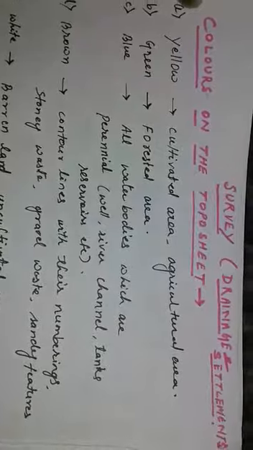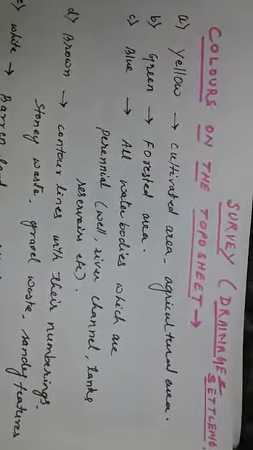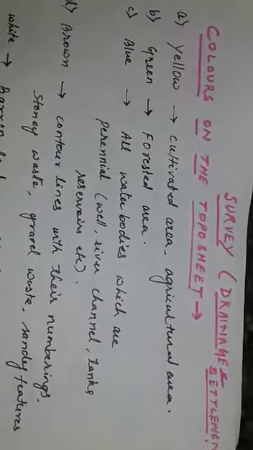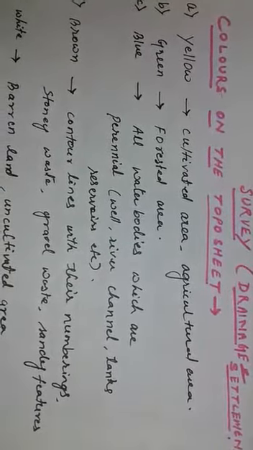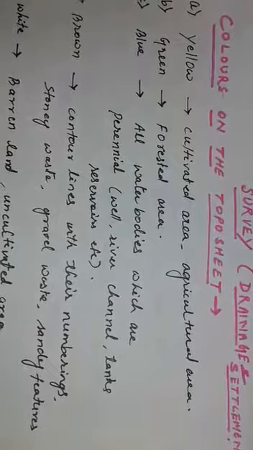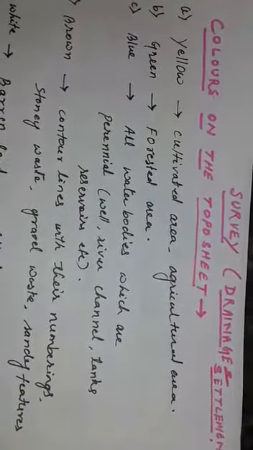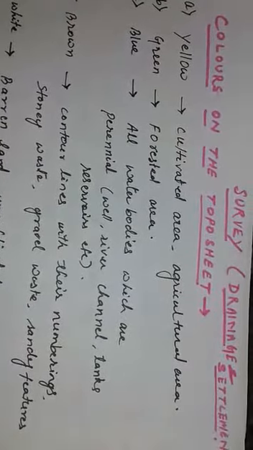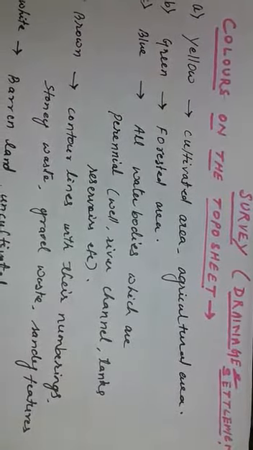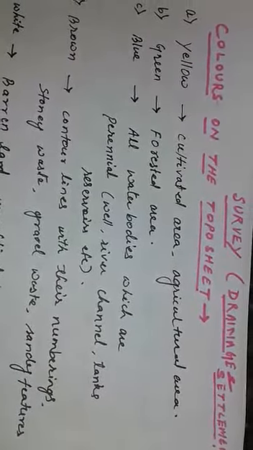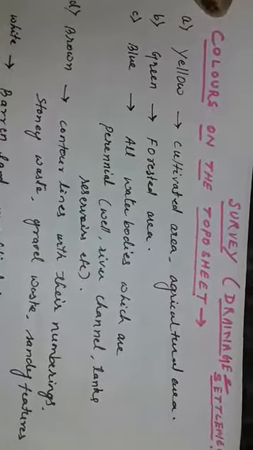Today we will discuss a little about survey. All of you know that we are using two different types of survey sheets. One is 45D by 10 and another is 45D by 7. So children, before discussing the different features of the survey, first of all we will discuss the colors on the topo sheet or the survey map given over here.